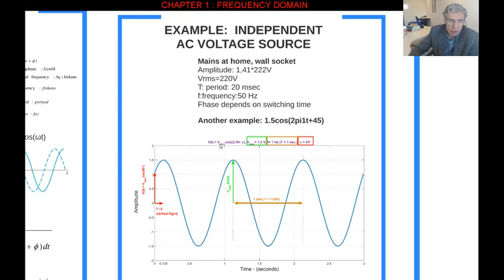Another example is given here. For example, maximum value 1.5 volts, frequency 1 Hz, period is 1 second, and the angle is 45 degrees. The time interval between two peak values is the period, 1 second here. And that is the maximum value, 1.5 volts, that you can see here. So 45 degrees means you shifted this cosine function to the right. So it should have been minus 45.